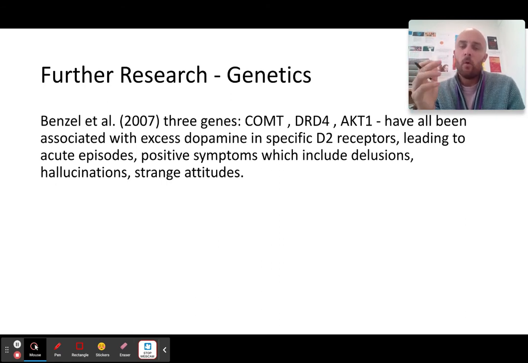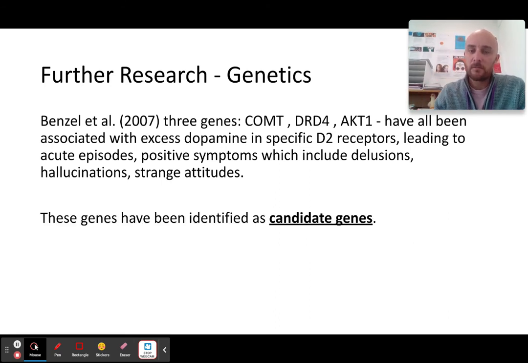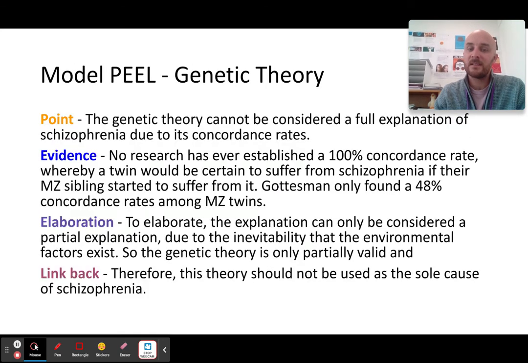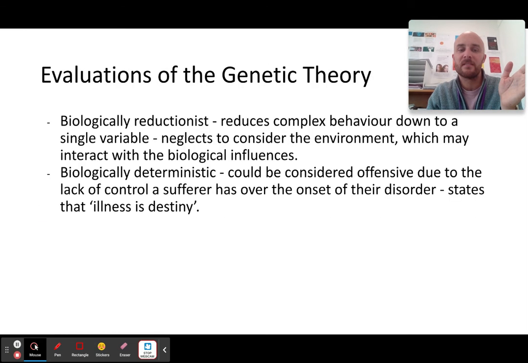But all of these, and you'll need this in a second, all of these genes are associated with excess dopamine in the specific D2 receptors, which leads to particularly positive symptoms. Now, you do need to know this because the next thing we're going to look at in a second is the dopamine hypothesis. So you need to understand how the genetic explanation says that it causes this. The genetic explanation says that it's the genes that cause the dopamine to go awry, basically, to go wrong. And that's what the genetic explanation is trying to say.